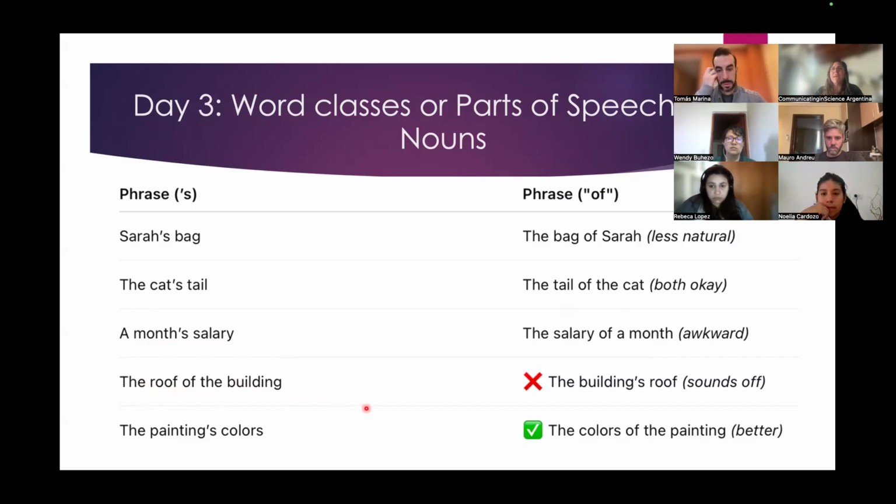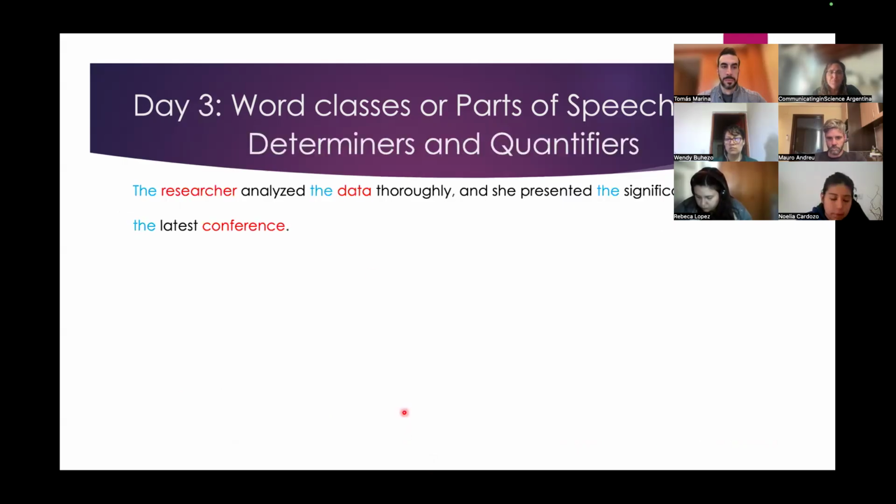The roof of the building. The building's roof. Can the building, a thing, an object, own something, have property of something? It's kind of strange, right? Buildings, inanimate objects cannot own property. So this sounds off. And the painting's colors, the color of the painting in this case, you see that you could say this, but this is much better. It sounds better. The painting's colors sounds unnatural, yeah? Okay.